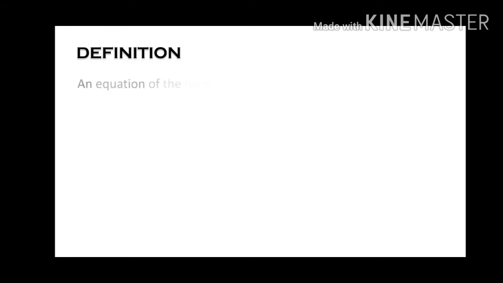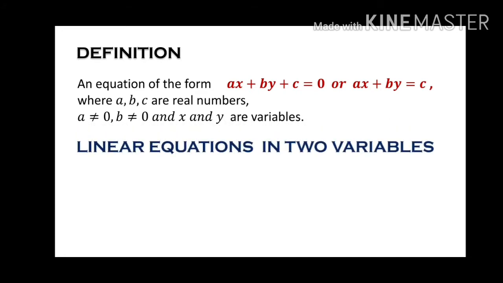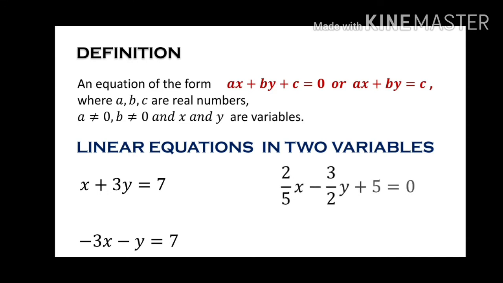So, to start with the definition, an equation of the form ax plus by plus c equals 0, or ax plus by equals c, where a, b, c are real numbers, a and b are not equal to 0, and x and y are variables, is called a linear equation in two variables. So here we can say x plus 3y equals 7, or minus 3x minus y equals 7, 2 by 5 x minus 3 by 2 y plus 5 equals 0, or else we can use roots like root 3 x minus root 5 y equals minus 1. All are having two variables and they are all linear. So these are linear equations in two variables.